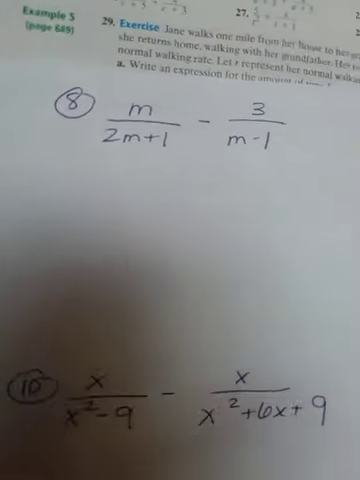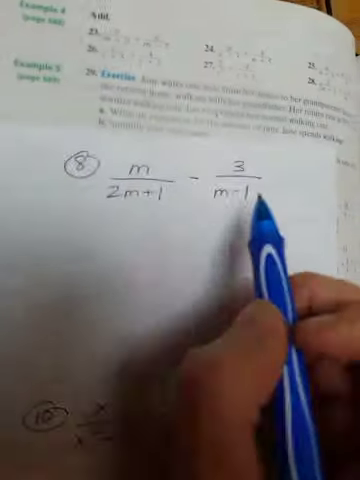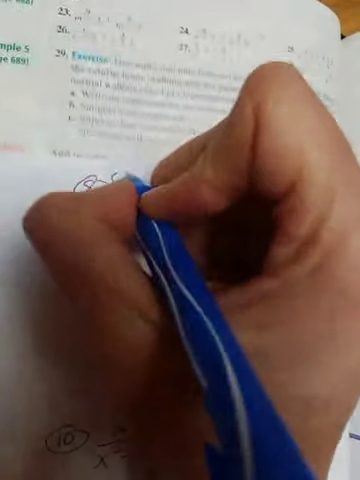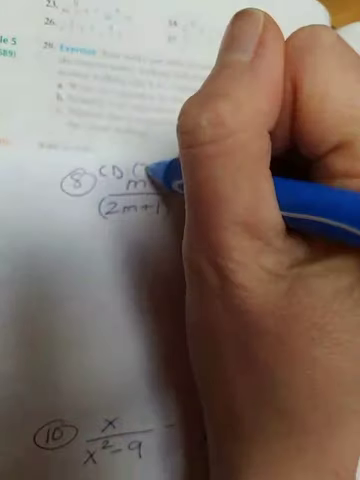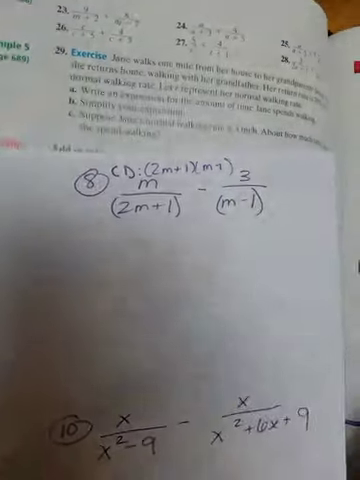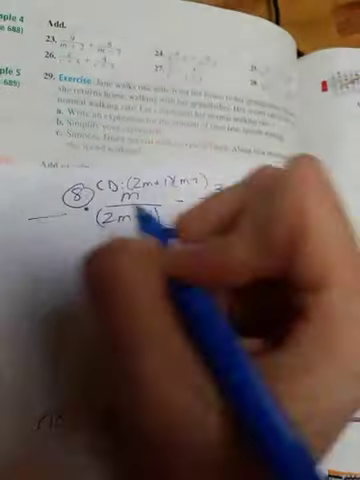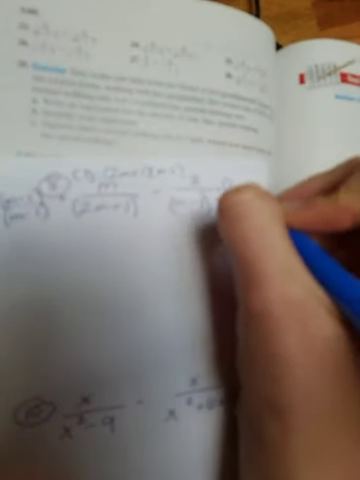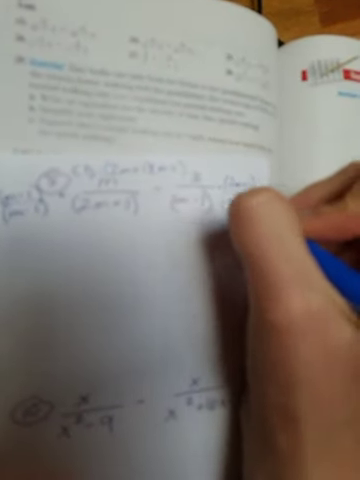Number 8. Again, yes, there are 1's, and yes, there are m's, but they are part of binomials that can't be taken apart. So this is another situation where your common denominator is the product of those two binomials. So that means I have to multiply the first one by m minus 1 over itself. I'm going to use parentheses. And the second one by 2m plus 1 over itself.